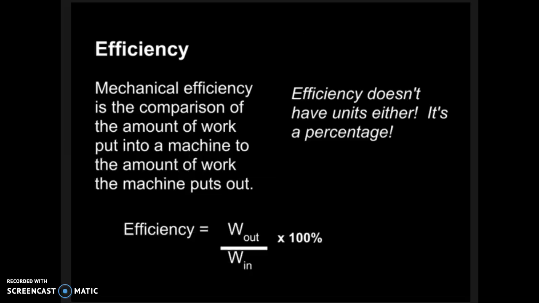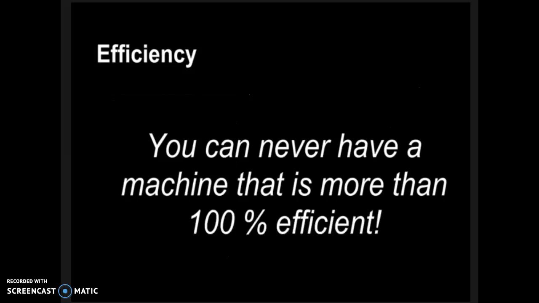Now, the only other thing we might need to do with this is see how efficient our machine was, because sometimes we lose energy to heat and friction. We know that frictional forces take away energy from our system. So your efficiency is always going to be this percentage of how much energy we put in did we actually get out of our machine.